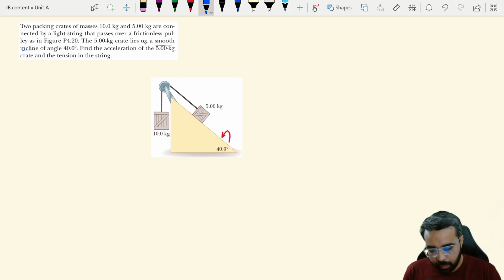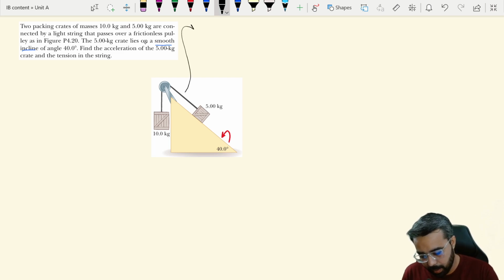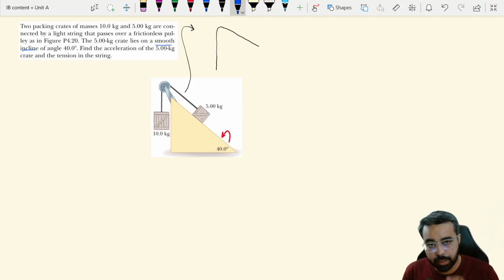Now, another thing before we start the question: this is a string that is passing over the pulley, so the force of tension is the same. The magnitude of the force of tension is the same at both ends. This is the direction of the tension at this end, whereas this is the direction of the tension at the other end, where it is attached to the 5 kg crate. Their magnitude is the same, although their direction is different.